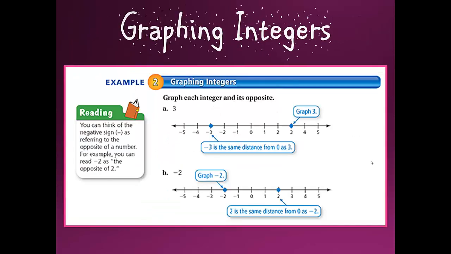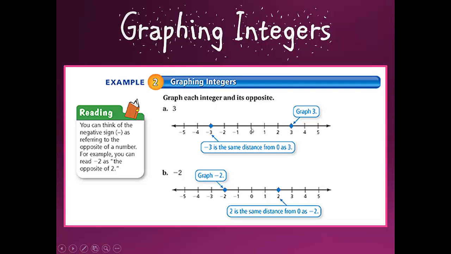Now we're looking at graphing integers. Graph each integer and its opposite. So for A, we're going to graph 3. So on our number line, we'll put a dot at 3. 3 is 3 numbers away from 0. So we start at 0, we go over 1, 2, 3.